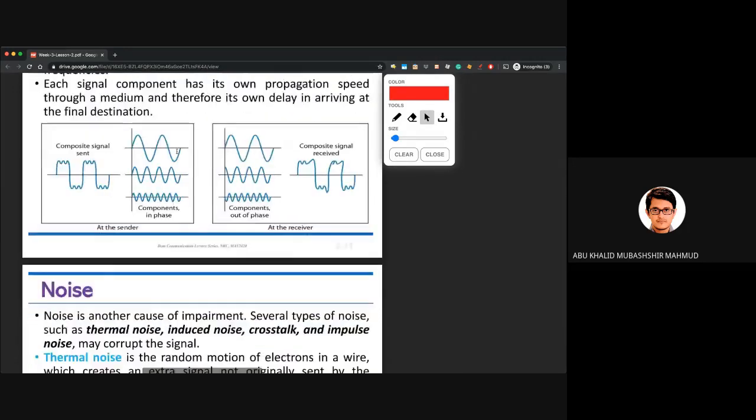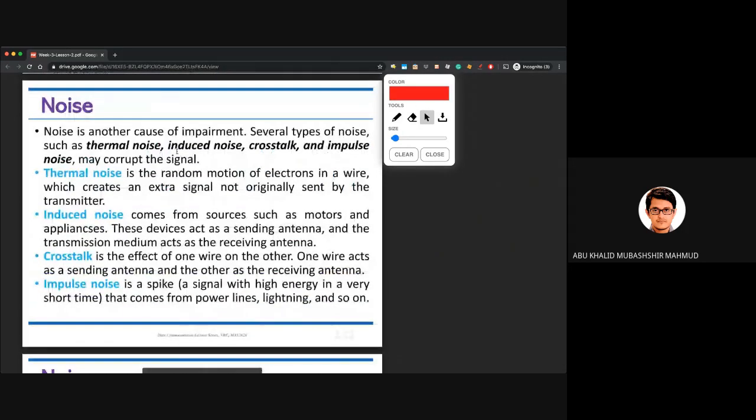I hope you get that. Now let's move on to the next phase, noise. So what do we mean by noise? Noise is any random cause for impairment.